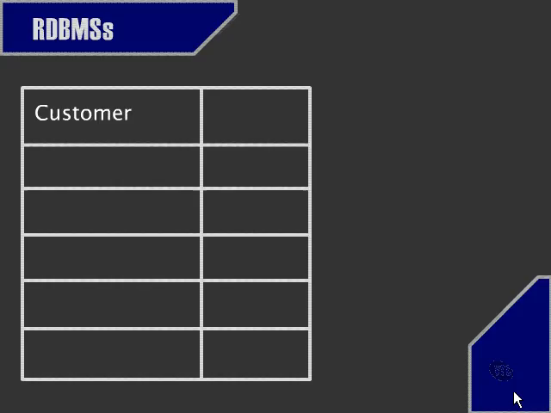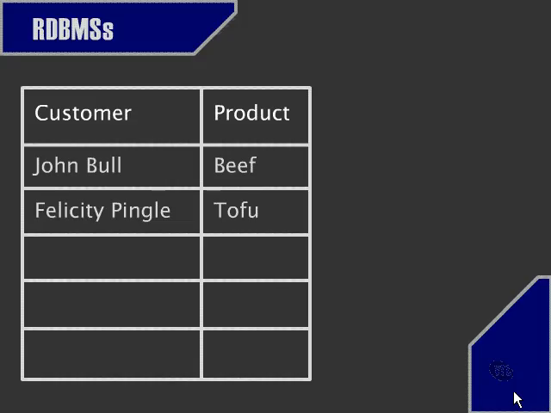We have a customer and a product column in our table. John Bull comes in and buys some beef. Felicity Pingle buys some tofu. And Charles Windsor pops in to buy some venison.